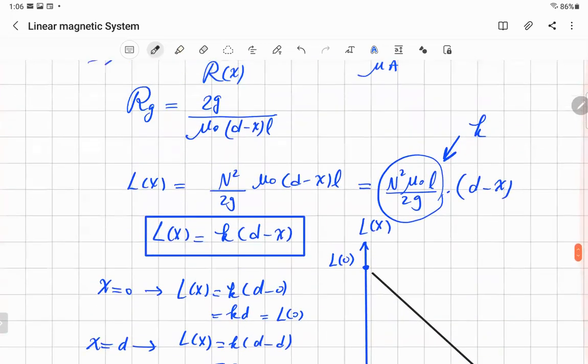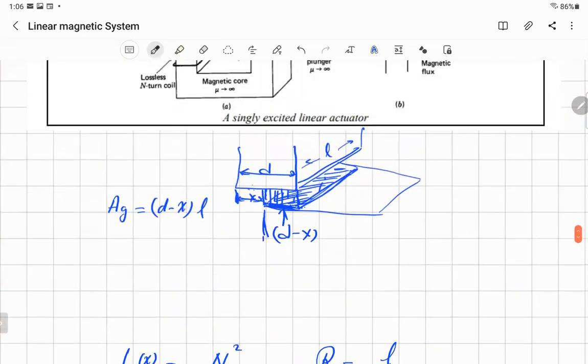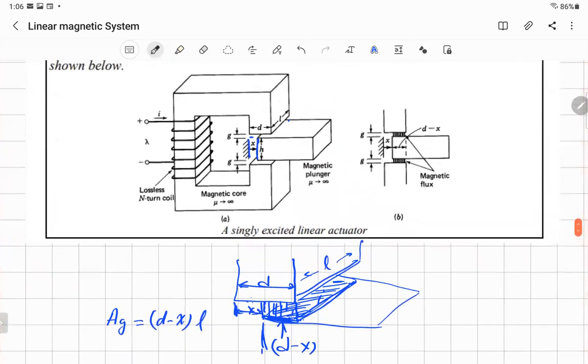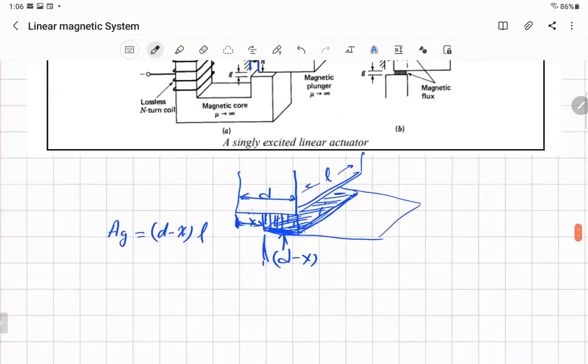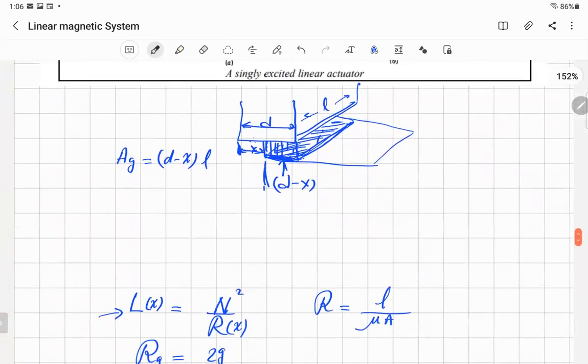So yes, on the R, where did the 2G come from? Because you have 2G: G in the top, G in the bottom. You've got two air gaps. Oh, okay. Yeah, that's good, because you will find some problems where we have only one gap, two gaps, three gaps. So you've got to be careful about that. That's the path of the flux.